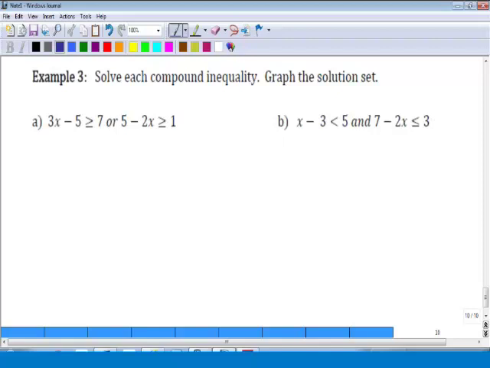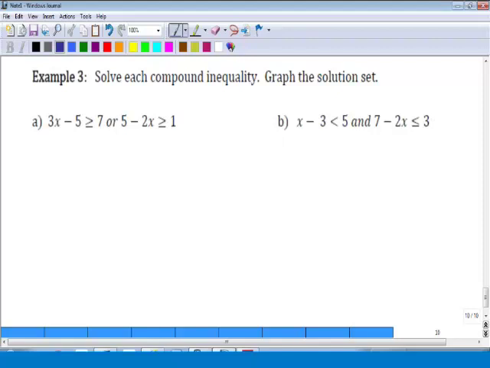So our plan is to solve each of these inequalities, get a solution set and maybe an interval for each one, and our final answer is going to be the union of those two intervals. If they overlap, it might just be one great big interval. But if they don't overlap, it will be the union of those two.